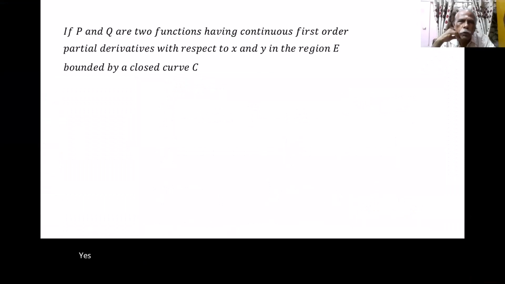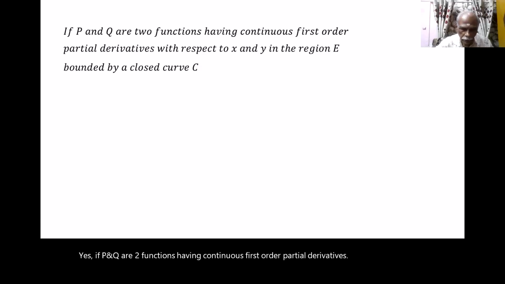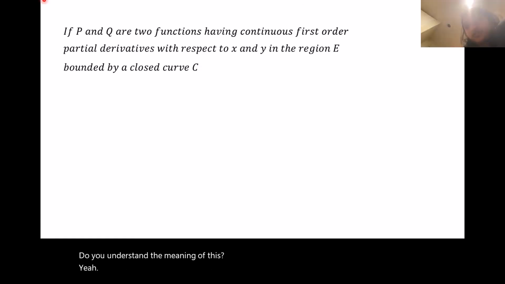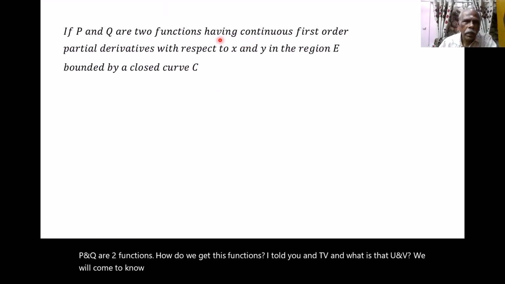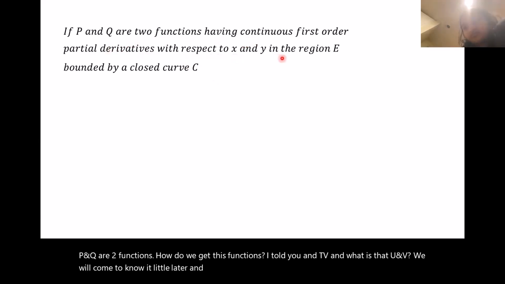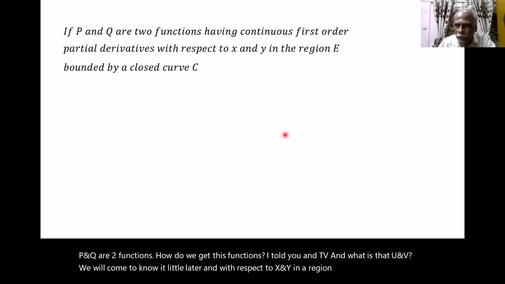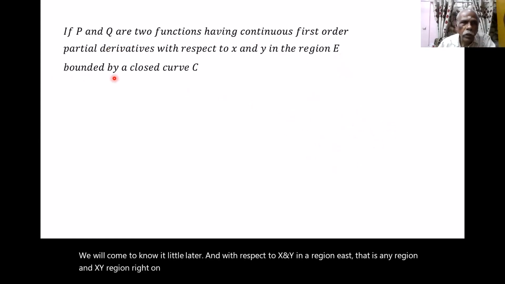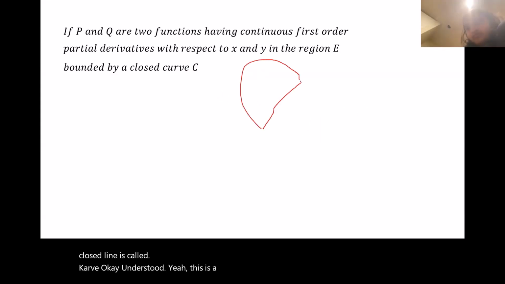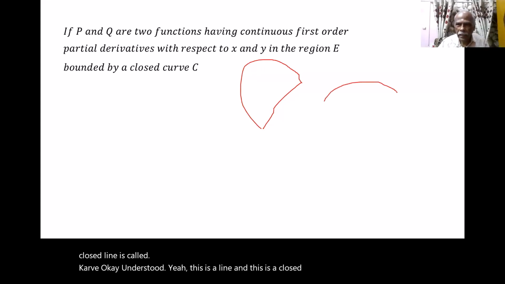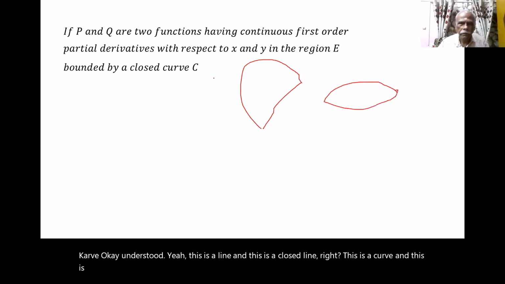If P and Q are two functions having continuous first order partial derivatives, do you understand the meaning of this? P and Q are two functions. How do we get these functions? I told you U and V, and what is that U and V? We will come to know it a little later. And with respect to x and y, in a region E, that is any region in the XY plane, bounded by a closed curve C. This is a line, and this is a closed line, right? This is a curve, and this is a closed curve. So we are saying closed curve. So you understood the meaning of that?